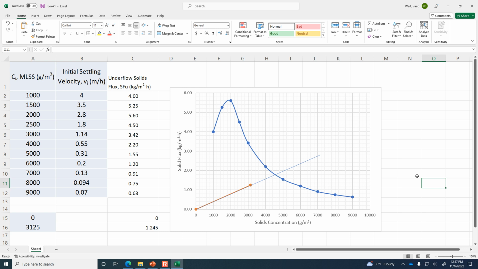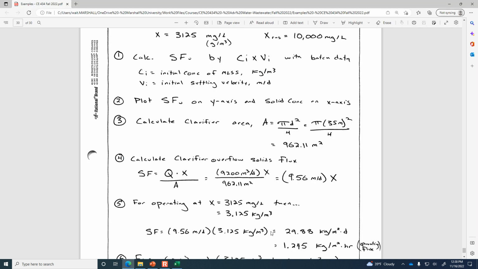Step 6 was: draw line from 0, 0 to 3125 grams per cubic meter, comma, 1.245 kilograms per meter squared hour. Okay. I don't think I mentioned it yet, but there was a time units conversion here as well.